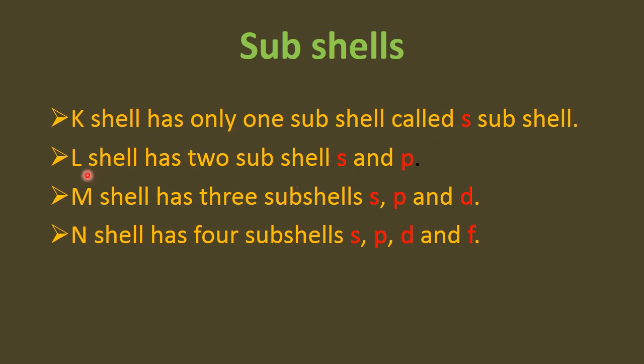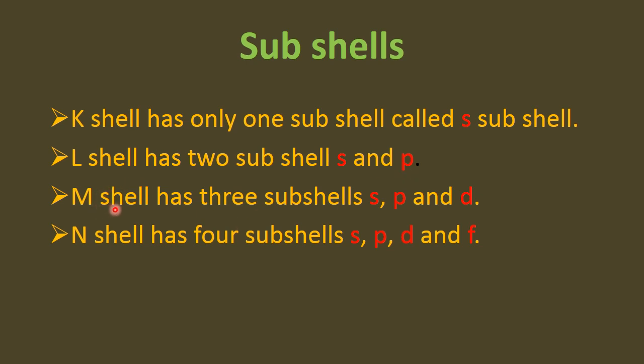The next is the L shell. The L shell has 2 subshells, one is S and the other is P. P stands for principal and it is dumbbell shaped. It can accommodate 6 electrons.